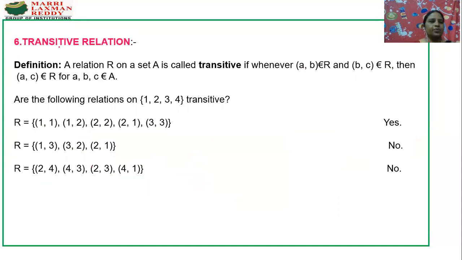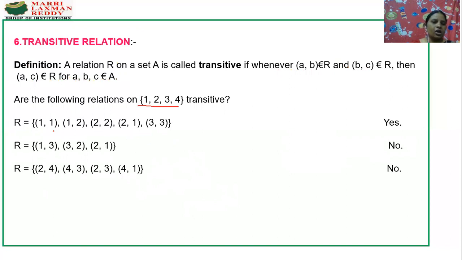Coming to the sixth type, that is called transitive relation. A relation R on a set A is called transitive if and only if (a, b) belongs to R and (b, c) belongs to R, then (a, c) also belongs to R, for a, b, c belonging to A. Consider 1, 2, 3, 4. Check which of the following are transitive relations.